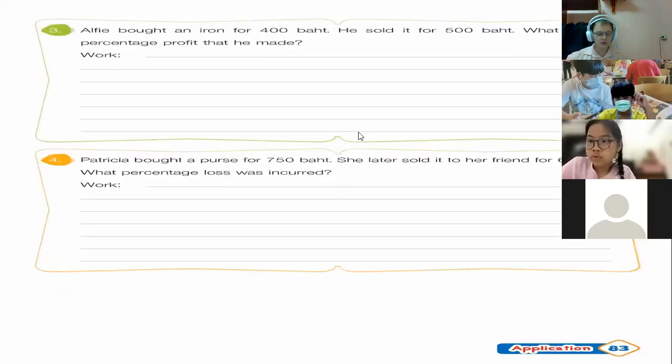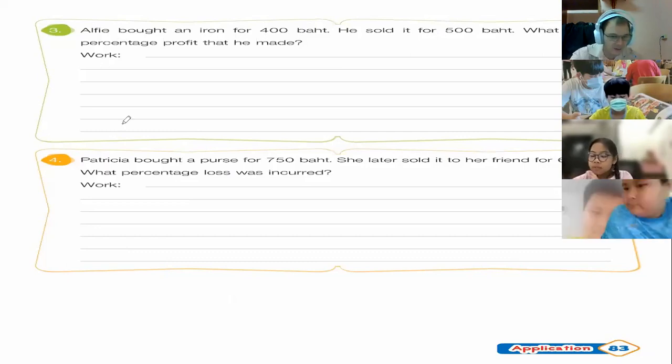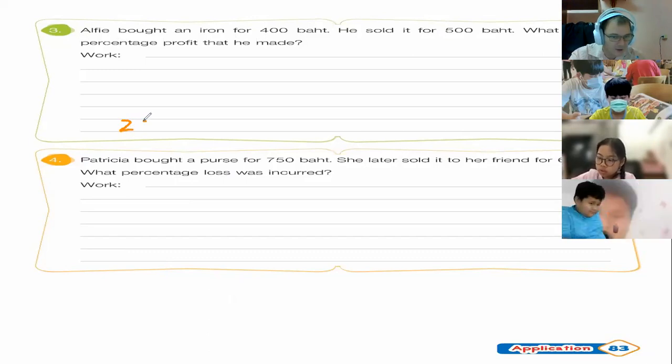We have 2 more that I want to do. Let's see if we can get through them. So let's read carefully again from the start. Alfie bought an iron for 400 baht. He sold it for 500 baht. What percentage profit? 25%. Okay, let's write it down. But we first have to calculate. We have to show the calculation as well. We cannot just give the answer.